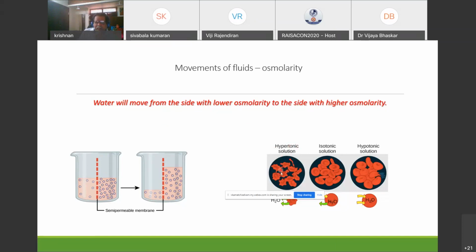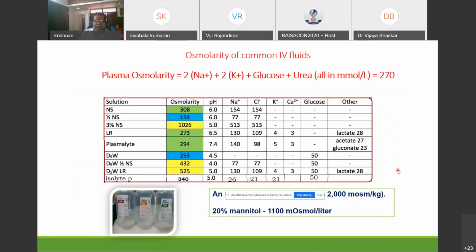But the most important thing as far as pediatric anesthesia is concerned is the worry about hypotonic solution. Certain fluids which were previously used, like isolyte P, were all hypotonic. If you give that hypotonic solution, the water starts moving from the plasma into the cells, and you get more intracerebral edema, which leads to postoperative drowsiness, and a few cases of death have also occurred. That is the reason why we don't use hypotonic solutions like isolyte P in pediatrics.